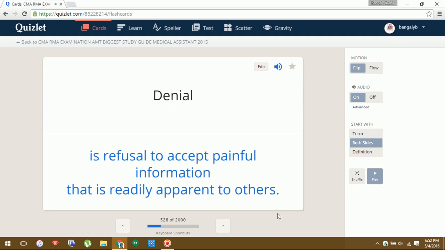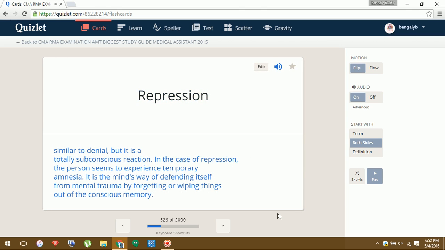Denial is refusal to accept painful information that is readily apparent to others. Repression. Similar to denial, but it is a totally subconscious reaction. In the case of repression, the person seems to experience temporary amnesia. It is the mind's way of defending itself from mental trauma by forgetting or wiping things out of the conscious memory.